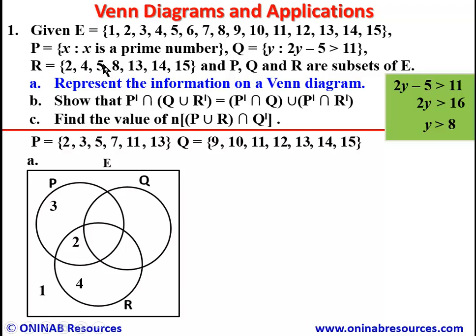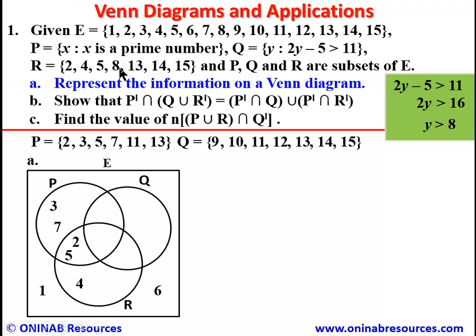We go for 5. 5 is in R and also in P, so 5 will be here. 6 is not in R, it is not in P, and it is not in Q. So it's staying outside the 3 circles. And 7 is not in R, it is in P, and it is not in Q. So it is P only. So we have it in the region where we have 3.